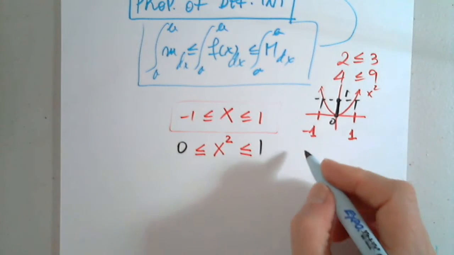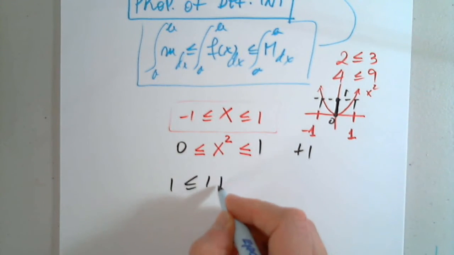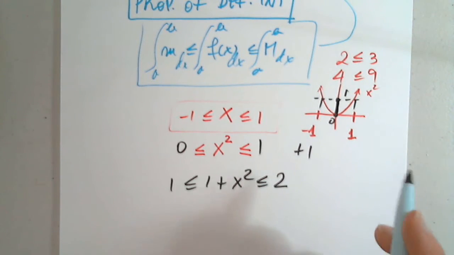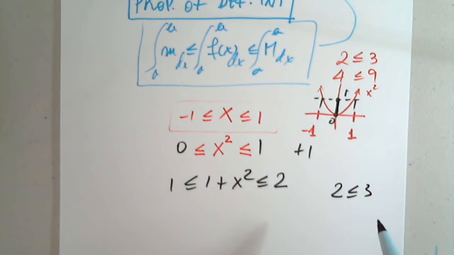Add 1. Exactly. So 1 less than or equal to 1 plus x squared less than or equal to 2. Because these are all positive numbers, I am allowed. Otherwise, I'm not. It's like 2 less than or equal to 3. Yeah, I can take the square root. It's true.